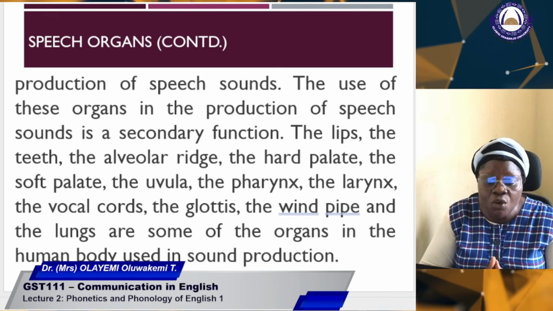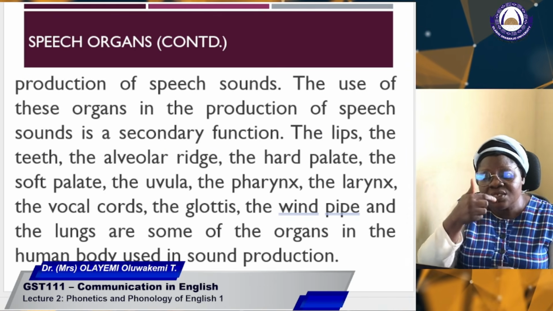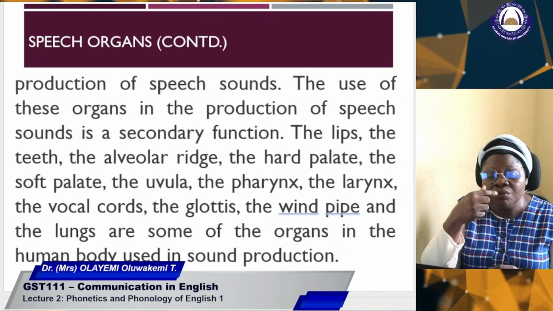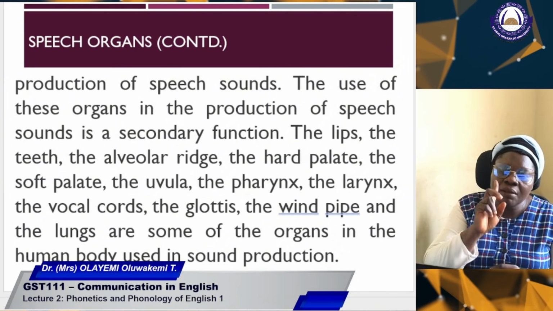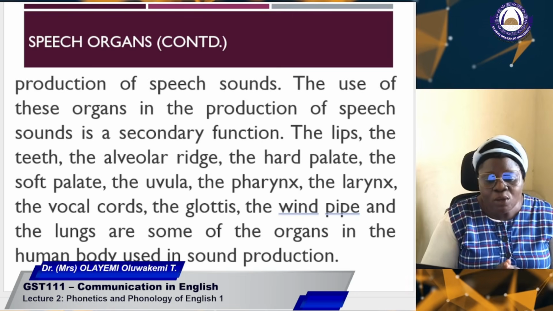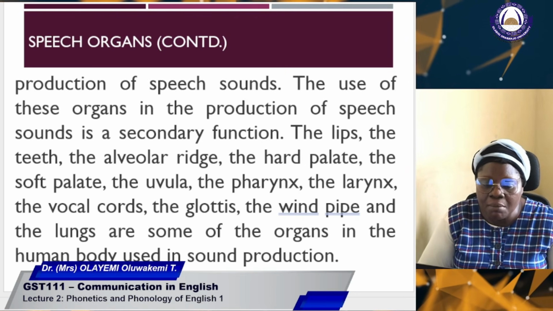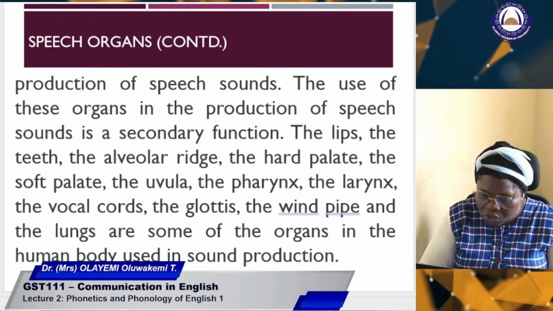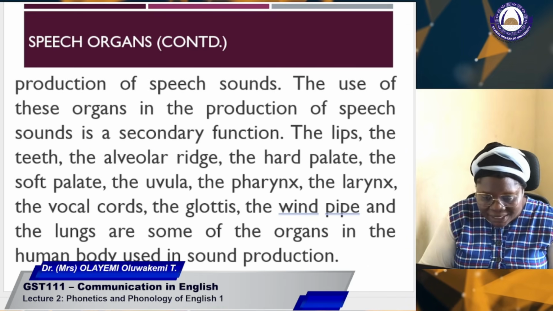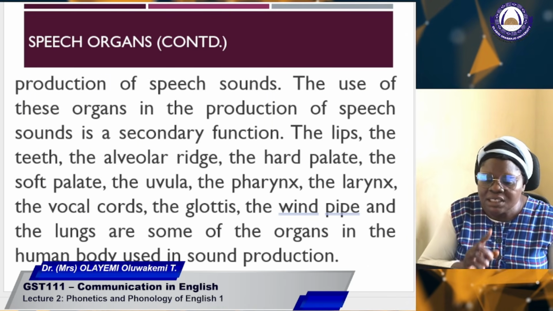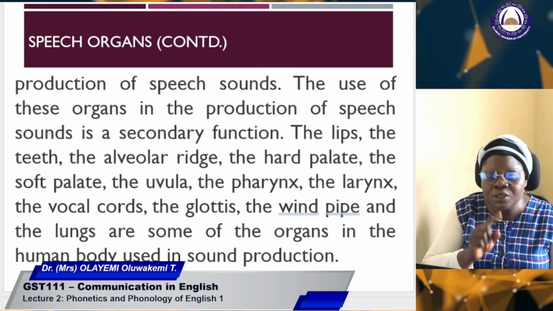Then we have the alveolar ridge. The alveolar ridge is at the roof of the mouth, behind the upper set of teeth. When your mouth is in a dormant position, like mine, look at it, dormant. I'm not talking, I'm not doing anything. The tip of my tongue is directly opposite my alveolar ridge.